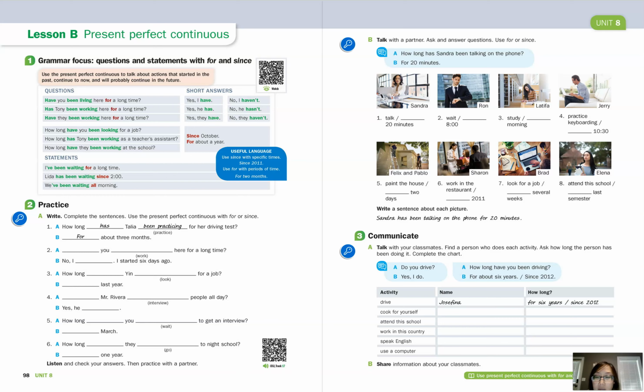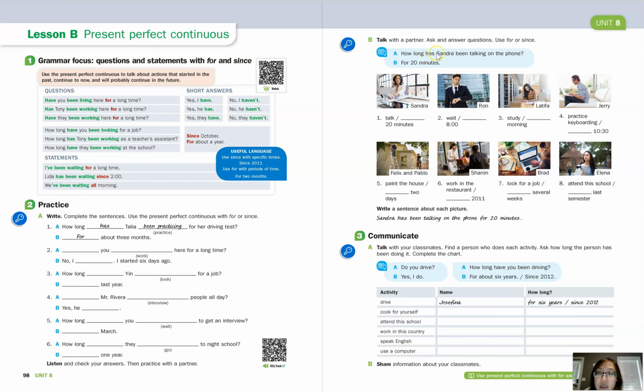Okay, so now let's look on page 99, exercise B. So let's look at the conversation. How long has Sandra been talking on the phone? So again, just to remind you, because we have trouble making questions. How long is the question word or phrase.